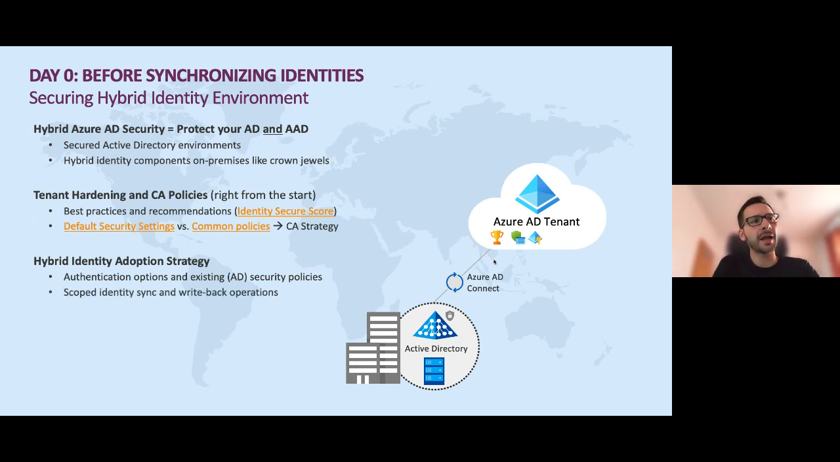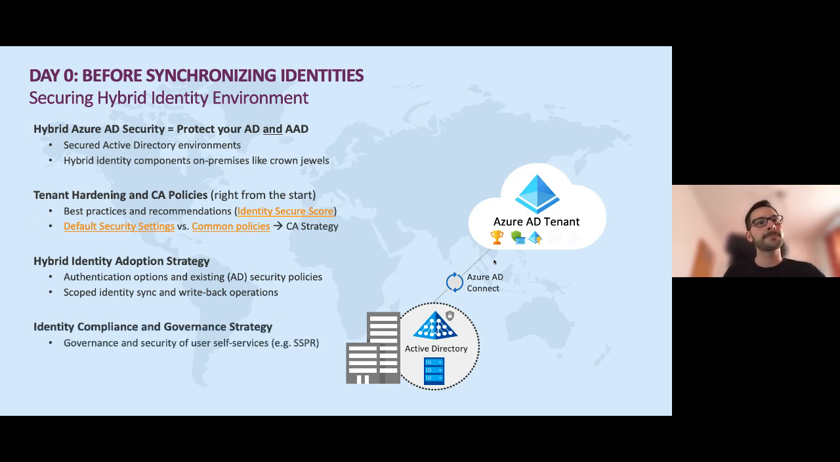And if you implement hybrid identity, keep in mind that you scope your synchronization so that you only synchronize accounts that are needed in the cloud, and consider that you have just a few writeback operations. So if you have no password writeback, it makes no sense that your Azure AD Connect service account has these high privileges in your on-premises AD.